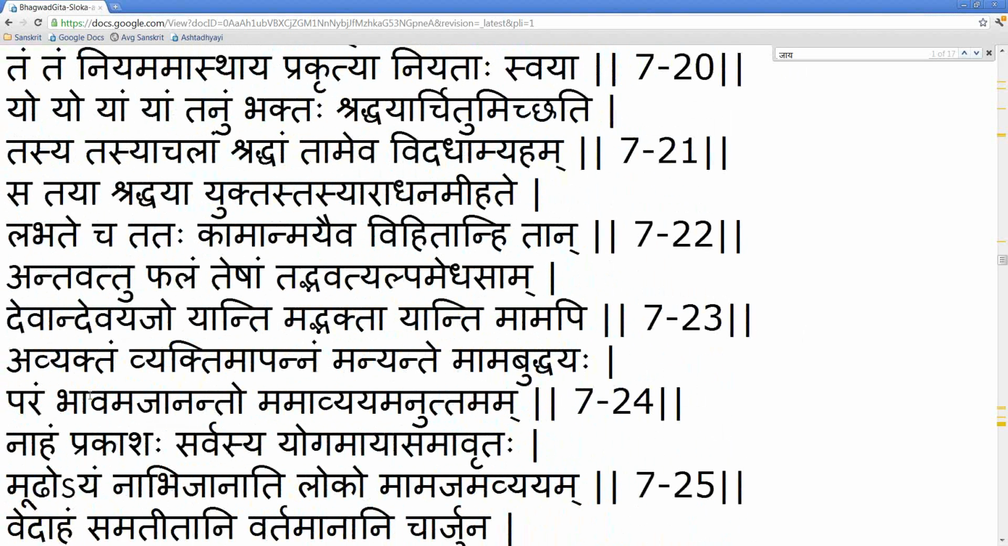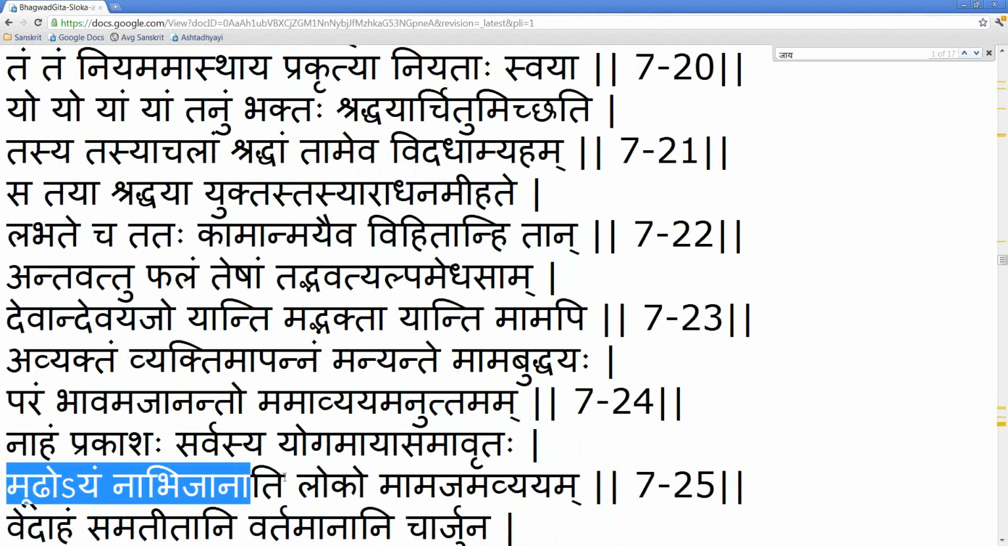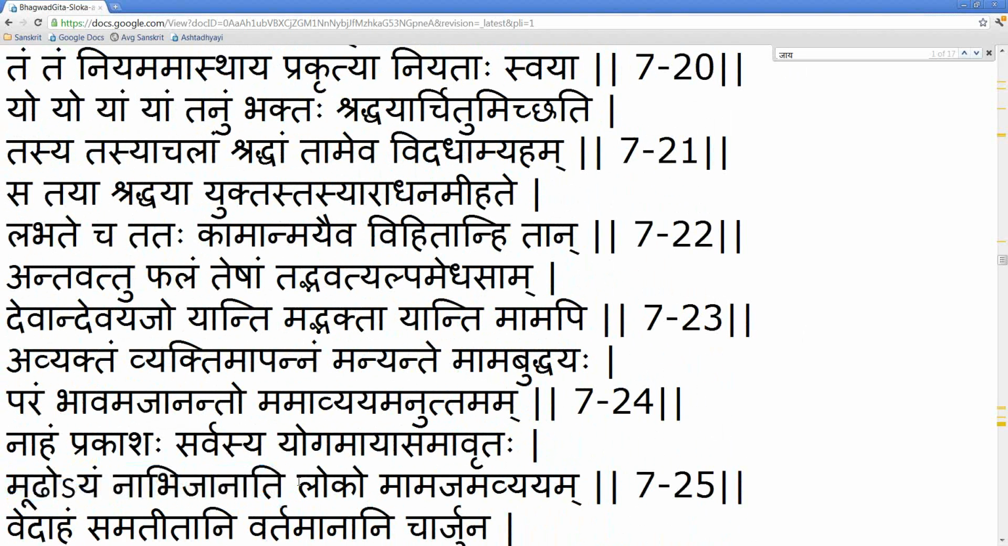Paramha majananto. Mamavyam is similar. Avadanto. Mamavyam anuttamam. See, mudho yes come here. Mudhoyam nabhijanati. See the same adhyay. Mudhoyam nabhijanati. Loko mamajam avyayam.